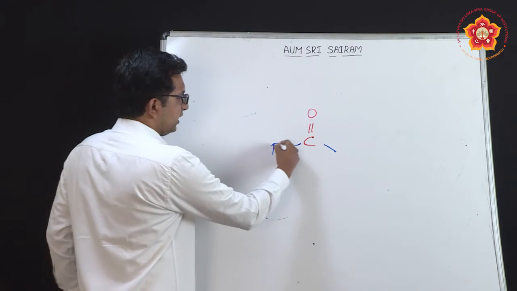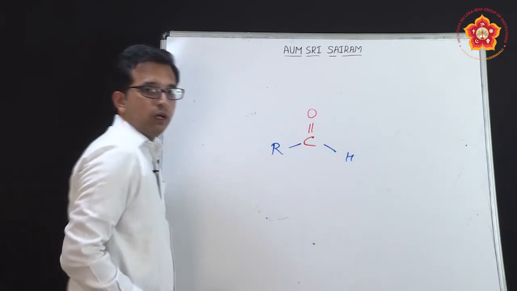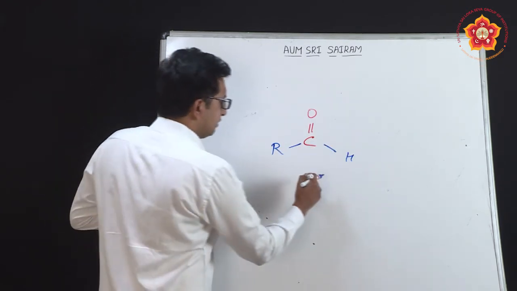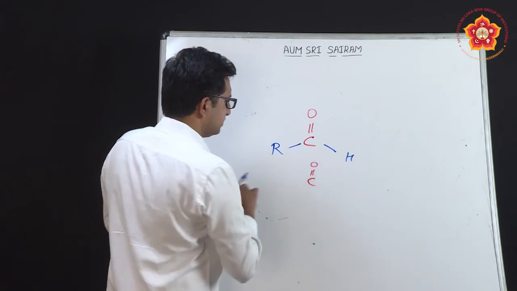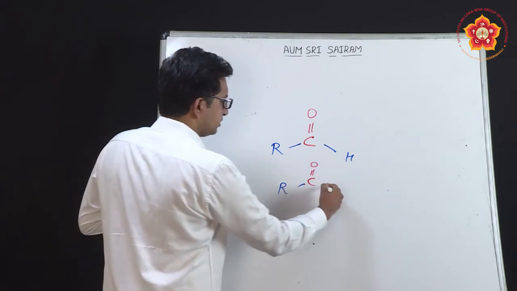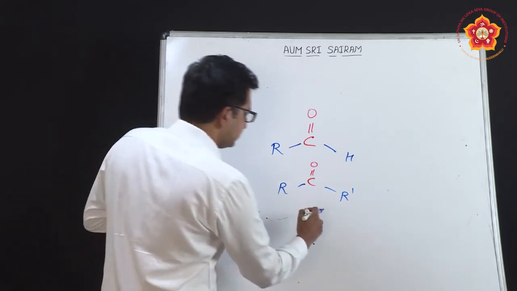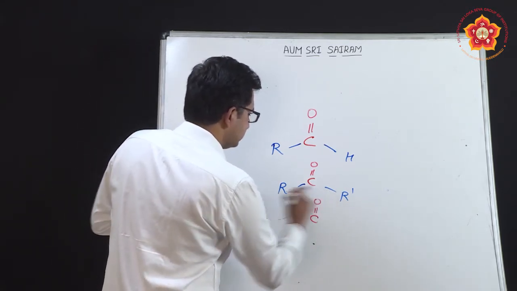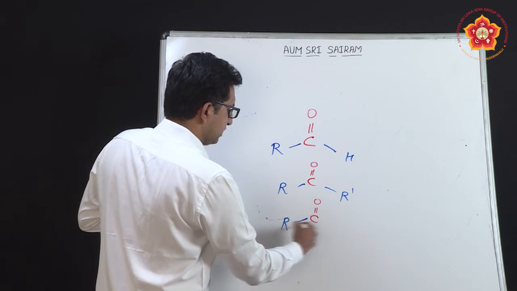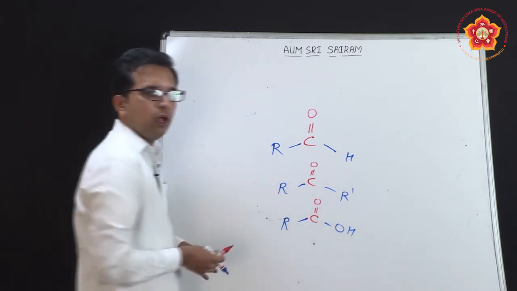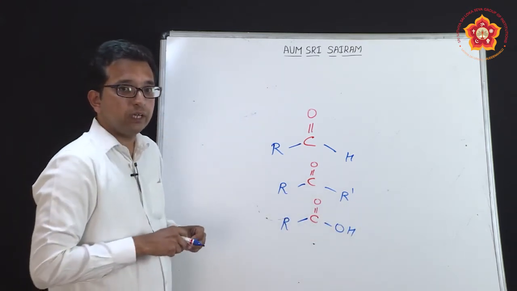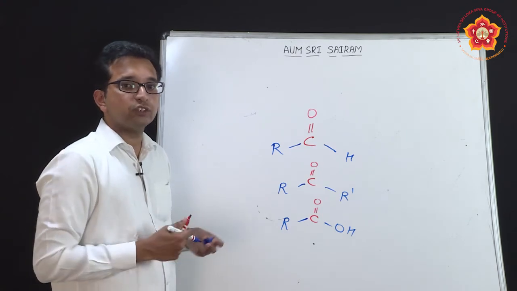If it is an aldehyde, it is like this. Suppose it is a ketone, then the CO at the center remains the same, whereas this becomes R and R dash. If it is a carboxylic acid, the CO at the center once again is the same, but this is R and OH. So, these are certain changes that we see.